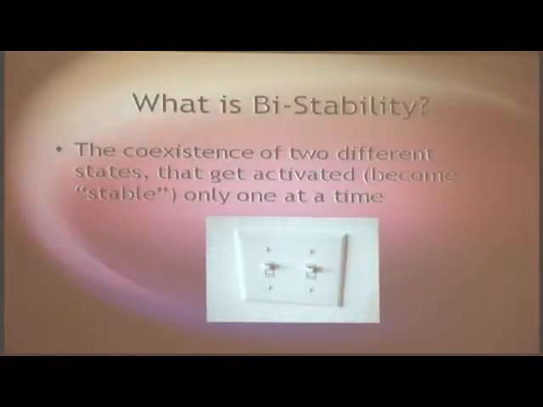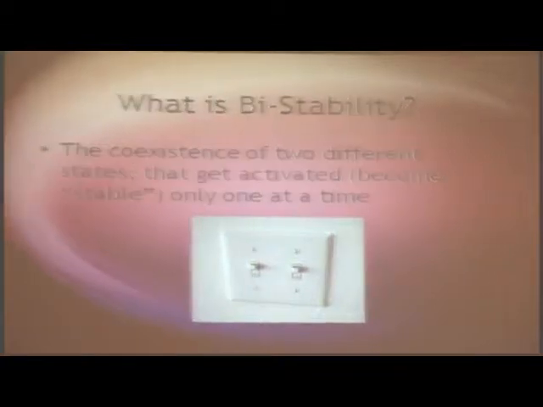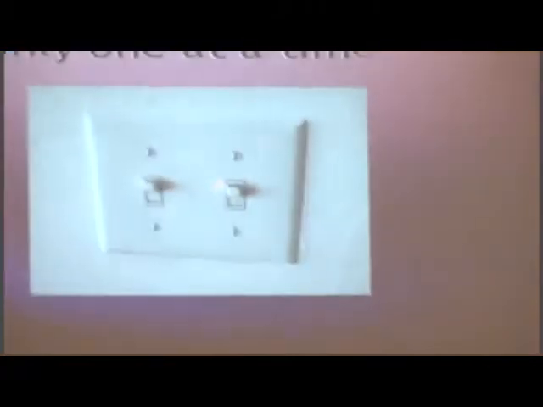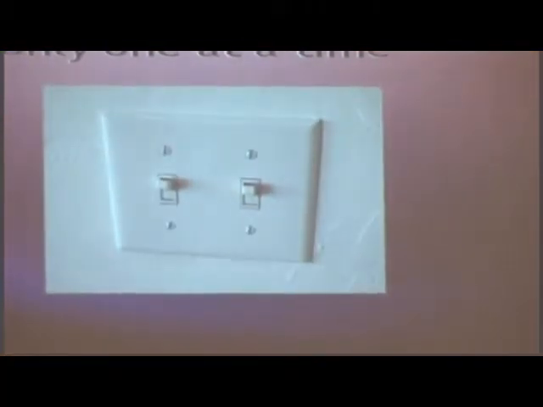What is bistability? The coexistence of two different states that get activated and become stable, only one at a time. This picture shows an example of bistability because the light can be switched on or off only at one certain time.